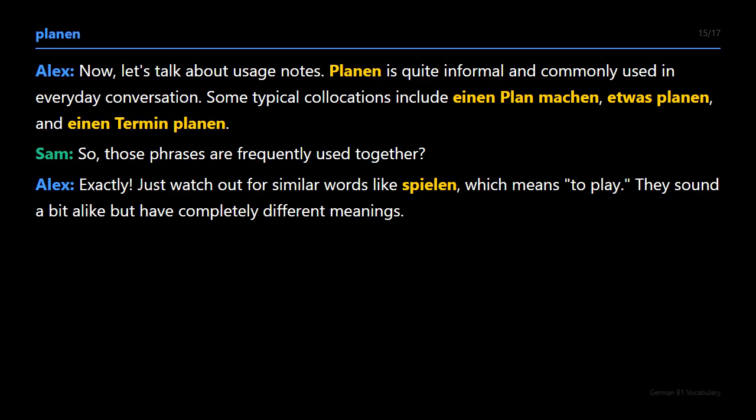Now, let's talk about usage notes. Planen is quite informal and commonly used in everyday conversation. Some typical collocations include einen Plan machen, etwas planen, and einen Termin planen. So, those phrases are frequently used together. Exactly. Just watch out for similar words like spielen, which means to play. They sound a bit alike but have completely different meanings.